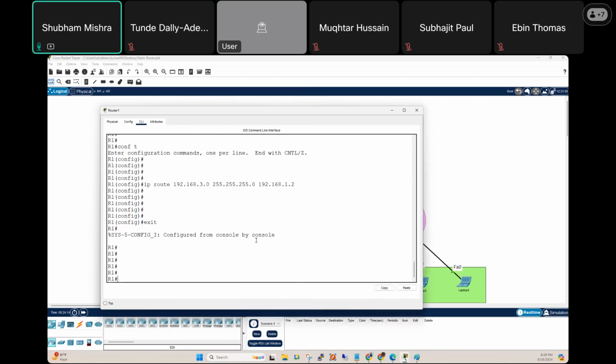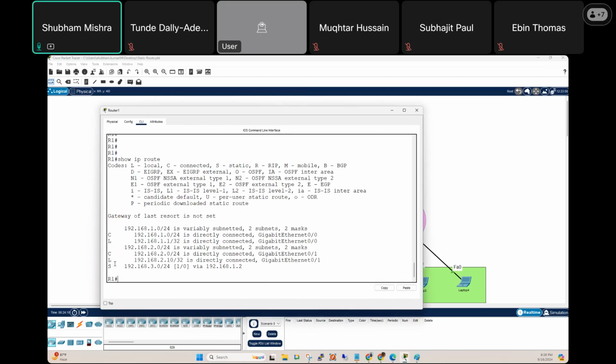How can you check? Show IP route. See, what is the entry? Entry is with the S. And what is the network? 192.168.3.0. Fine. And that is what? Next hop 192.168.1.2. Tell me, understand? Yes or no? What is this?